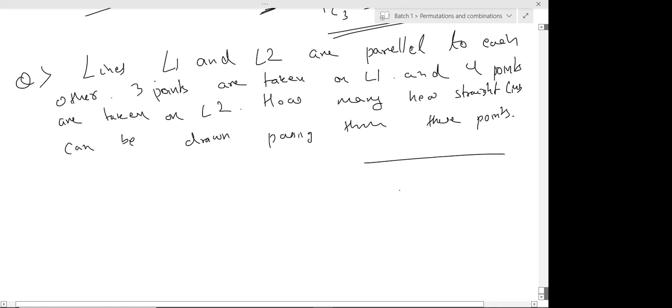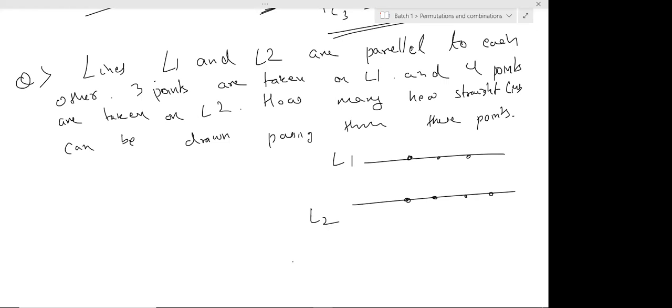All right, the question is, there are two parallel lines. Here we have 3 points. This is L1. In L2 we have 4 points. How many new straight lines can be drawn passing through these points? All right, try to solve this question. I'll give you a few minutes.